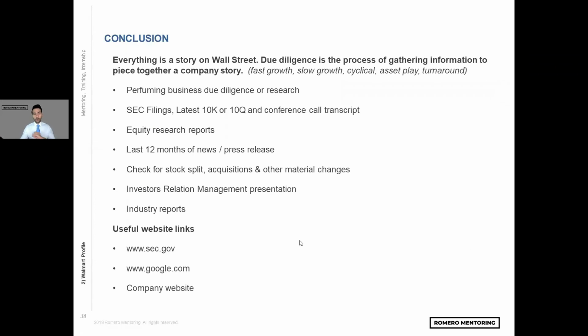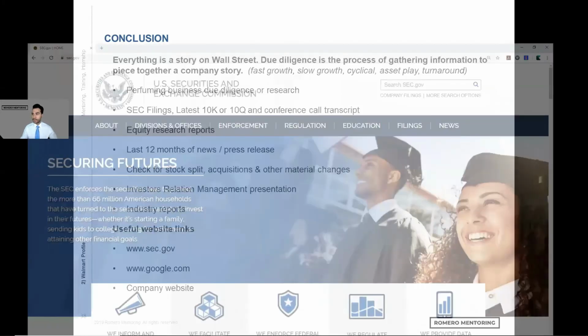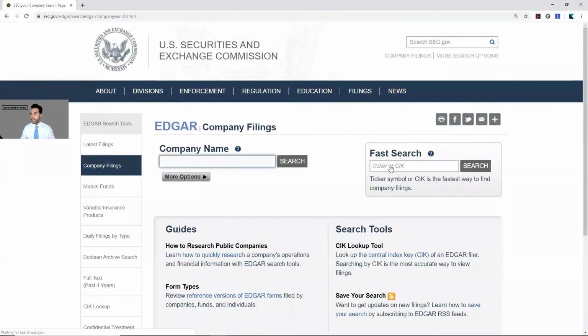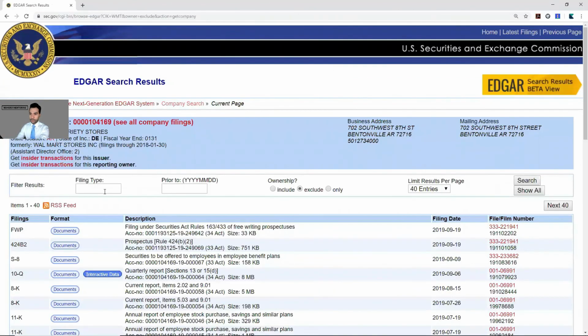So before we wrap this up, let's pull up the SEC filing. I'm going to change screens right here, and let's pull this up. And here we have the SEC.gov website, and you see it right here in the URL address. If we click on company filing and type here Walmart, WMT for Walmart, we want to search for the 10K because that's the most in-depth report that gives us all the information on the company.